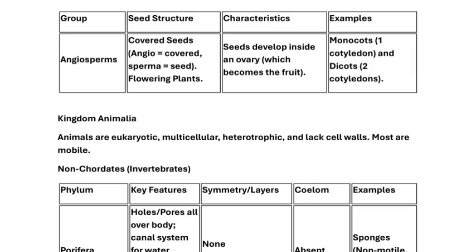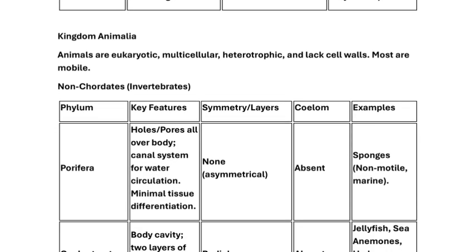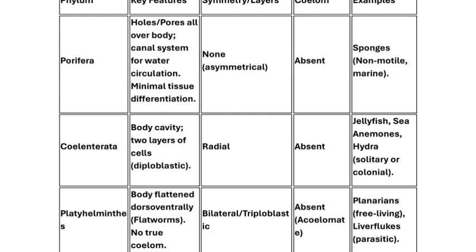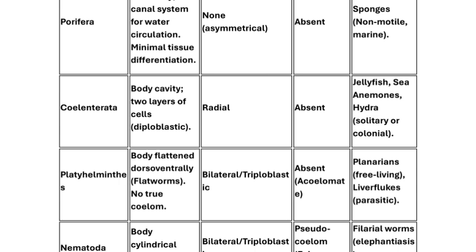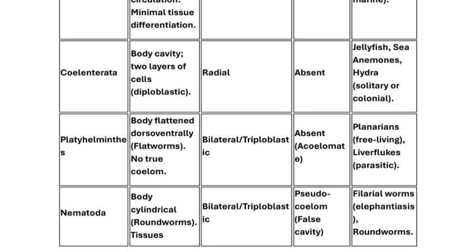Kingdom Animalia. Animals are eukaryotic, multicellular, heterotrophic, and lack cell walls. Most are mobile. Non-chordates, invertebrates. Phylum, key features, symmetry and layers. Porifera: holes or pores all over the body, canal system for water, asymmetrical, minimal tissue differentiation. Coelenterata: body cavity, two layers of cells, diploblastic, radial symmetry. Examples: sponges, non-motile, marine; jellyfish, sea anemones, hydra, solitary or colonial.